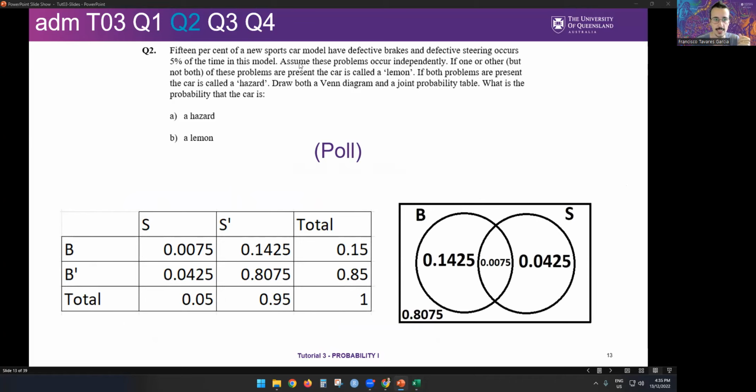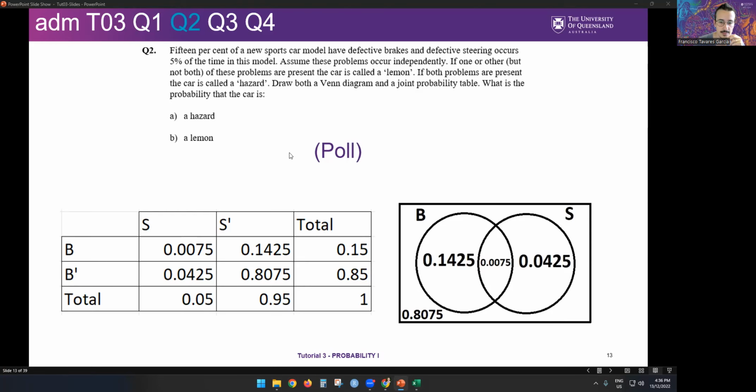And from here, think about it, and let's try another poll. I'm launching it, and I want you to tell me what is the probability that the car is a hazard, which is when both of them are happening, and when the car is a lemon, which is when just one of the problems is happening, but not both. It's just these two questions for this one. I will give you maybe 2 minutes.